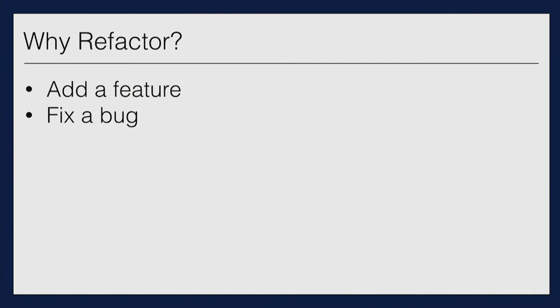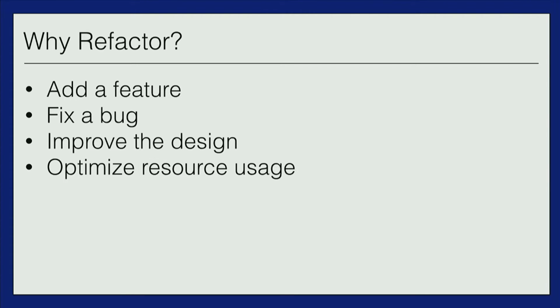So first let's talk about why you might find yourself wanting to refactor your code. You may need to add a feature, and that's impossible with the code in the state it's in currently. You might need to fix a bug. You might need to improve the design of the code to make it easier to work with. Whenever I come to a new job, I immediately get that itch to redesign the code to make it easier to work with. Or you might need to optimize resource usage, such as CPU, memory, disk space, or in the case of this talk, Amazon Web Services resources.